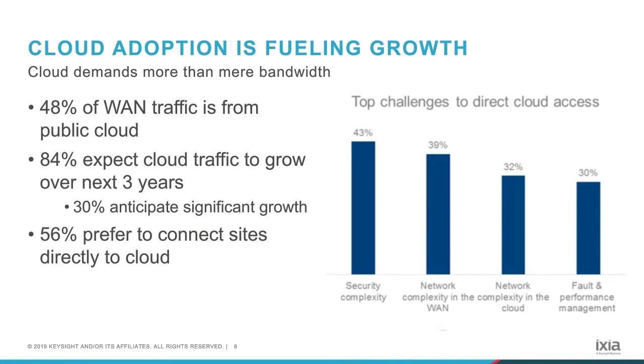Now let's dig in a little deeper on cloud from a WAN perspective, because it requires more than just bandwidth. At the moment, almost half of WAN traffic is currently coming from public clouds, and 84% expect that number to grow over the next 3 years. And while a majority of companies prefer to connect directly to their clouds, traditional wide area networks faced a host of challenges when doing so, making SD-WAN an ideal choice for today's cloud-centric networks.